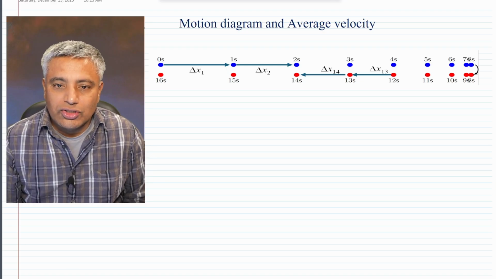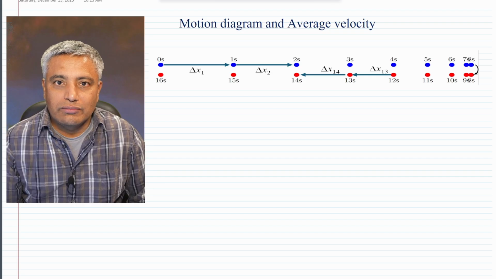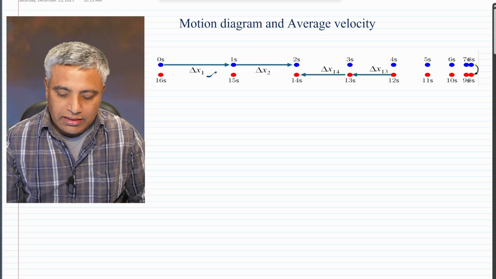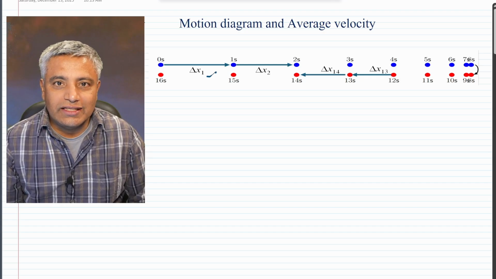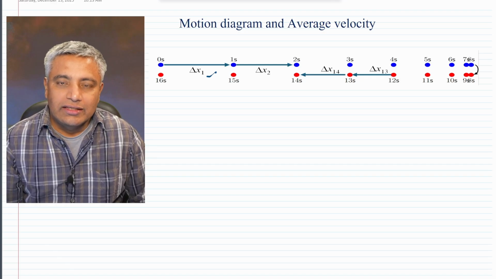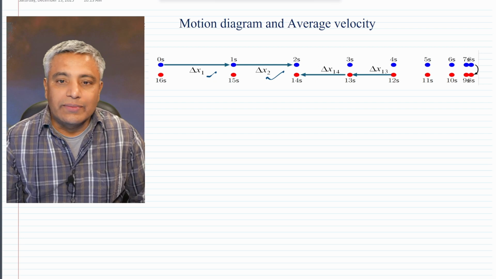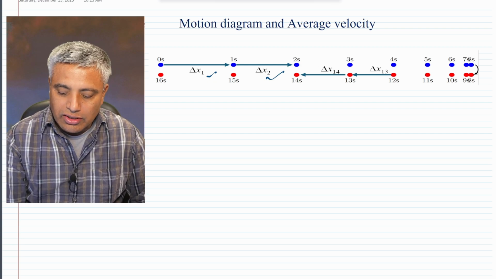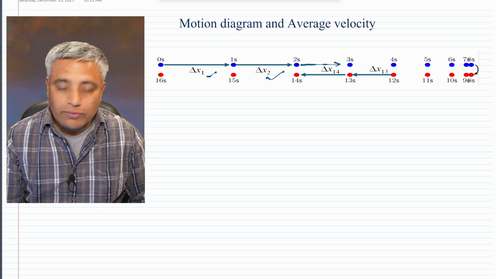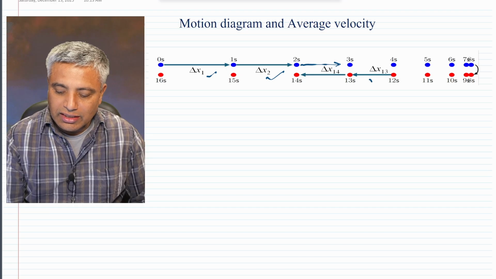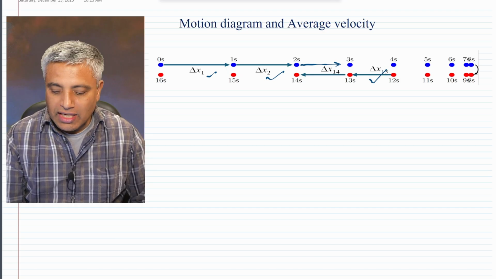One can draw a displacement vector from a motion diagram by connecting two consecutive dots. In this case, the delta x1 represents the displacement in the first second. Similarly, the delta x2 represents the displacement in the second second. And we could keep drawing these arrows, but for brevity, I'm skipping all those and coming back here. So what happened in this case?